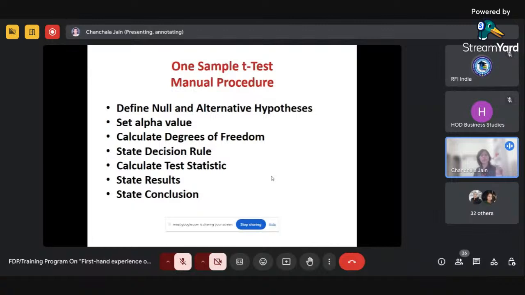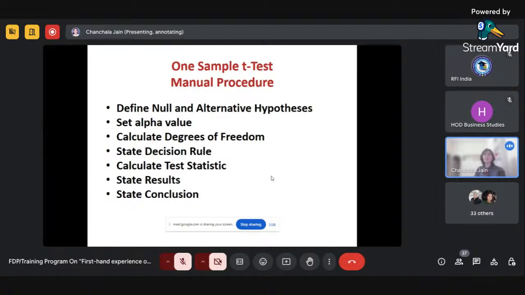Then after that, you need to set the value of alpha. Alpha value means the level of significance. Usually it can be 1%, 5%, or 10%. In social science research, generally these are the three known percentages which you can set. But if you keep the alpha value very high, that means your results are not reliable. So you need to decide what your alpha value will be, right?